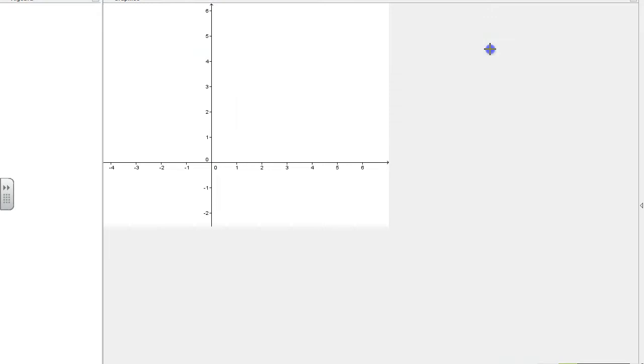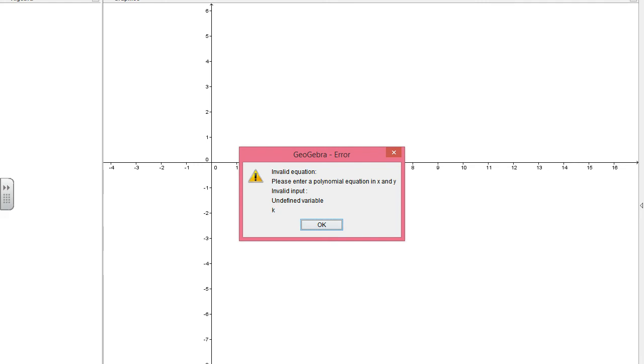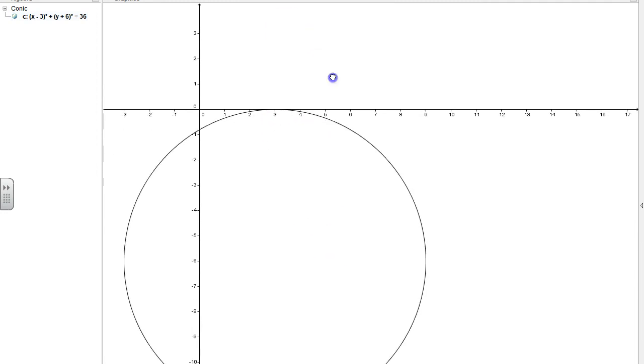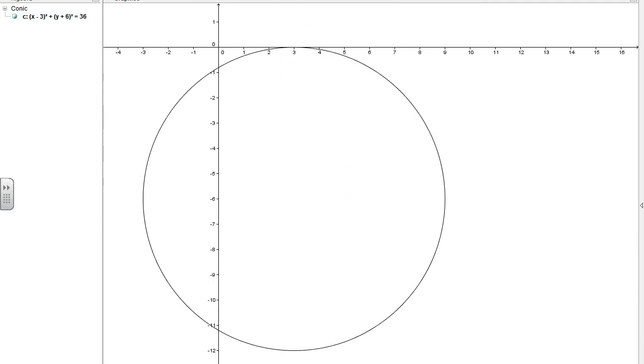There we go. So I just plugged the equation in, x minus 3 squared plus y plus 3 squared equals 36. There's our circle. Let me move this guy around. The center's at 3, negative 3.